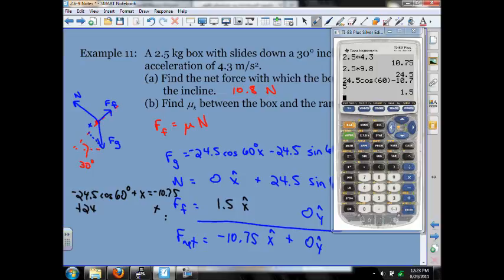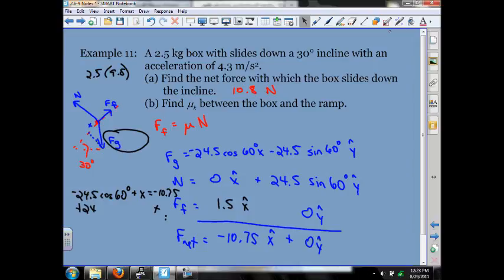That was this side here, force due to gravity. We did 2.5 times 9.8. So far, so good? Yes. Yep. You should get exactly the same answer.